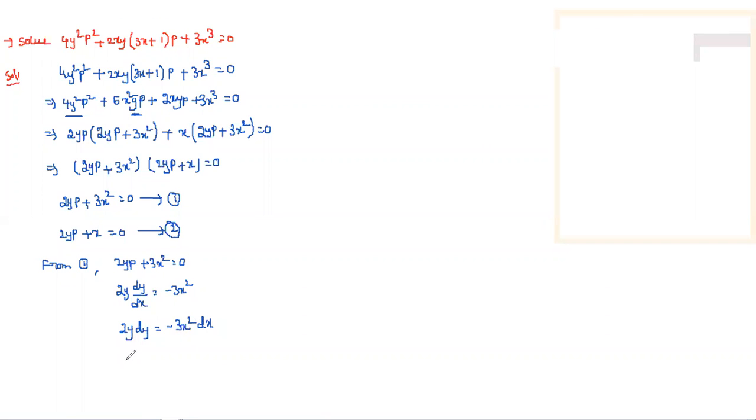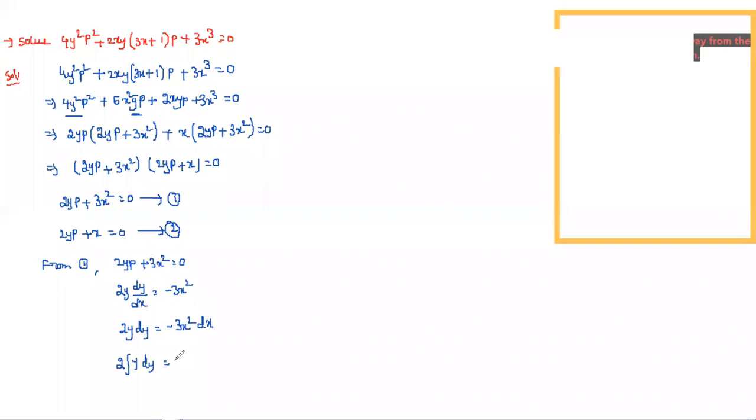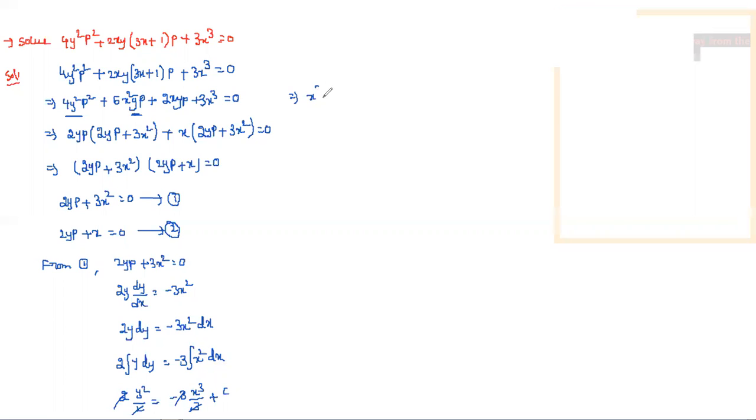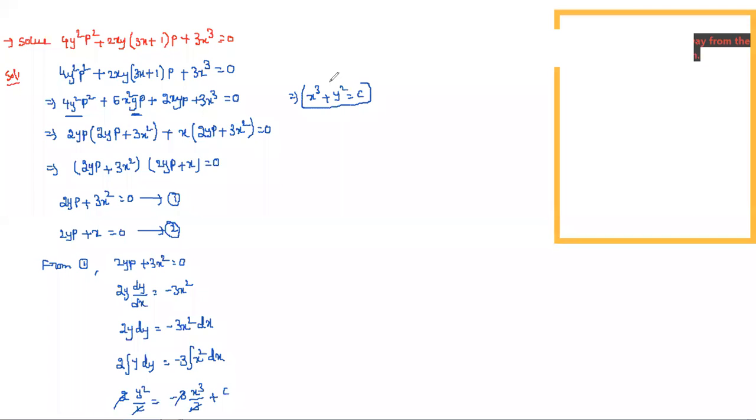Apply integration on both sides. Then 2 is a constant, integral y dy is equal to minus 3 into integral x square dx. So 2 into y integration is nothing but y square by 2 is equal to minus 3 into x square integration is x cube by 3 plus constant. So here both 3s will cancel and both 2s will cancel. Now you take that x cube to the left hand side, then it changes to x cube plus y square is equal to c. This is the general solution for the first equation.